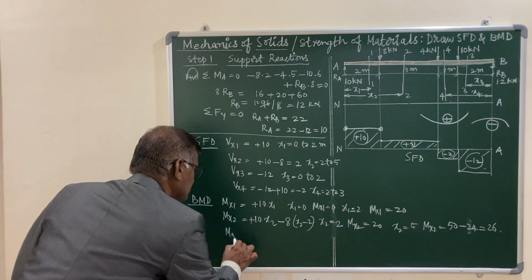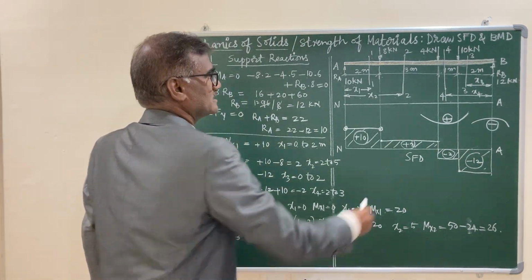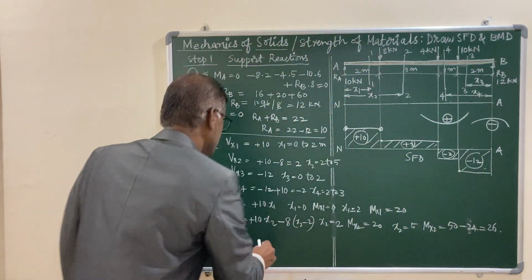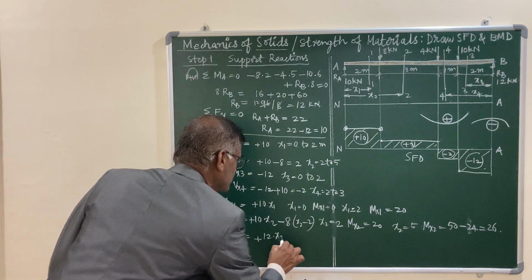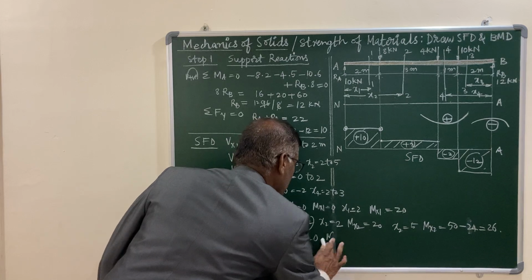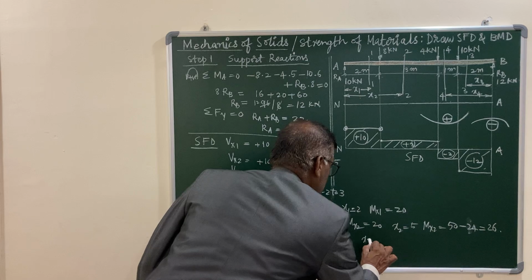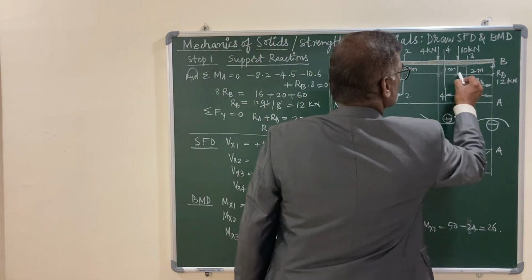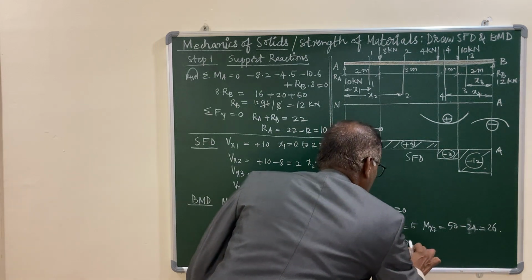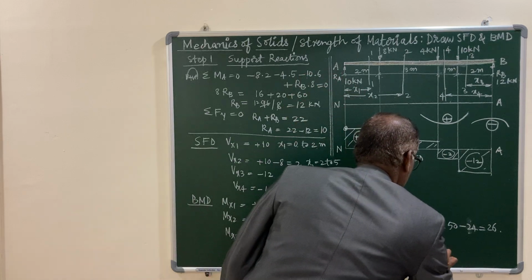And Mx3, let us look at the Mx3 value. Write the expression for Mx3. Let us see that the 12 kilonewtons is contributing again a smile effect. You can write it as plus 12 into x3. When x3 is 0, that is from the right hand, the value of Mx3 is 0, and when x3 goes up to 2 meters, Mx3 will be 12 into 2, that is 24.